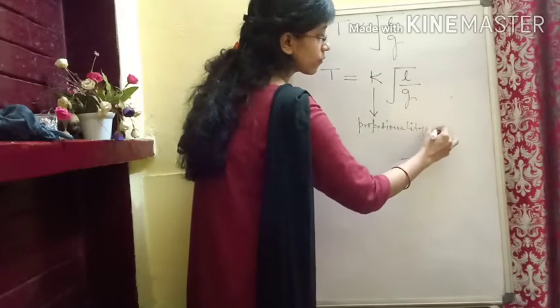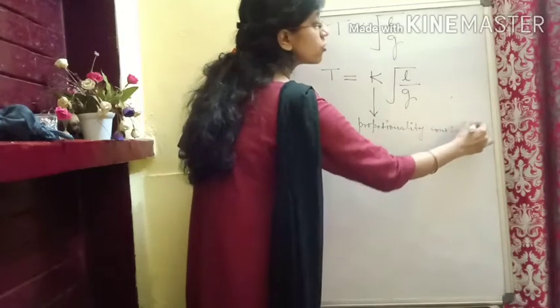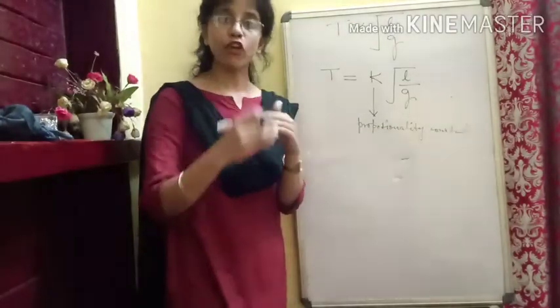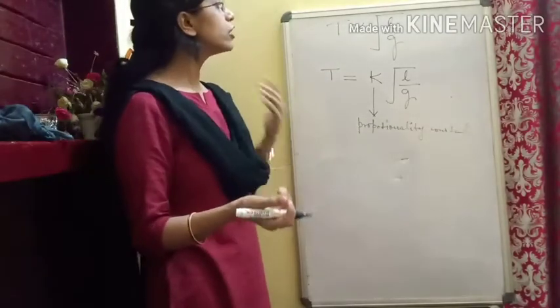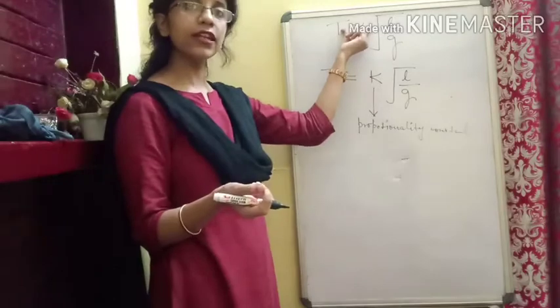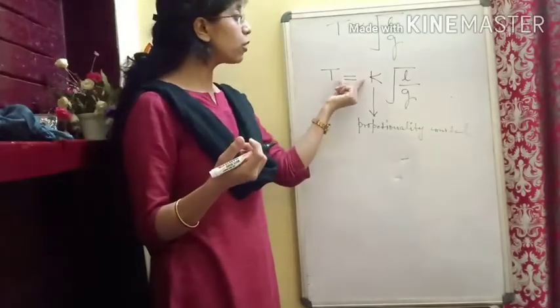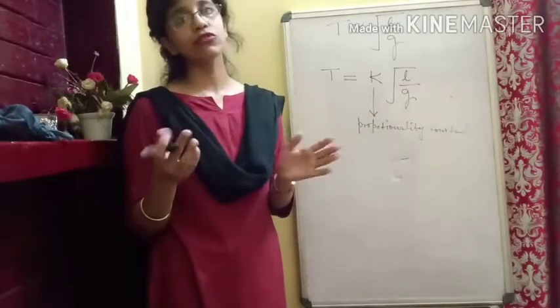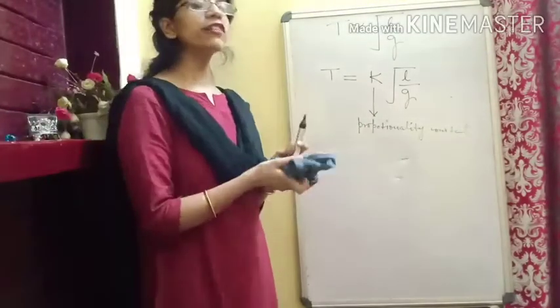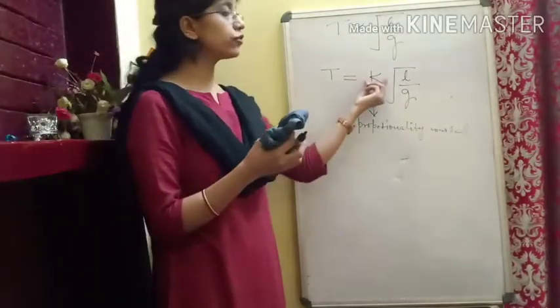Proportionality constant, or constant of proportionality. From now on, whenever we use this proportional sign and remove it to make it an equal sign, we always apply a constant. We have to apply a constant, and then further we will see what the value of this constant will be.